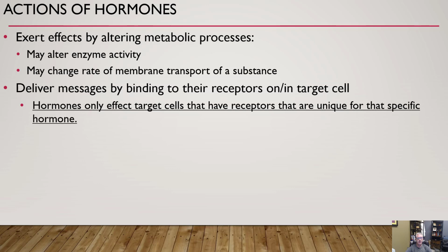Hormones exert their effect, like I said, by altering the metabolic process, and there are two ways they can do that. They can alter enzyme activity, and they can change the rate of membrane transport of a substance. And remember, there are receptors on the target cell. It says on/in, and we'll talk about the difference between a first messenger and a second messenger later on. But we have these receptors on and in a target cell.